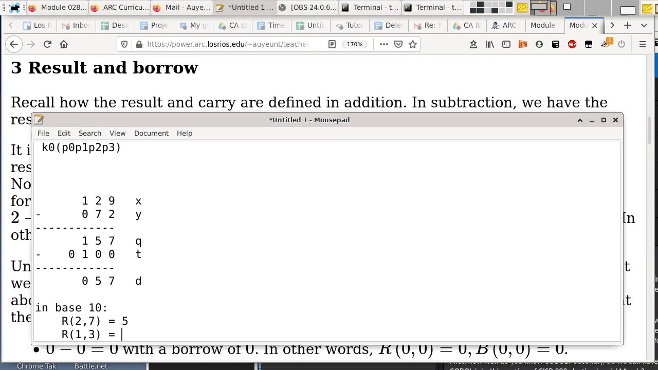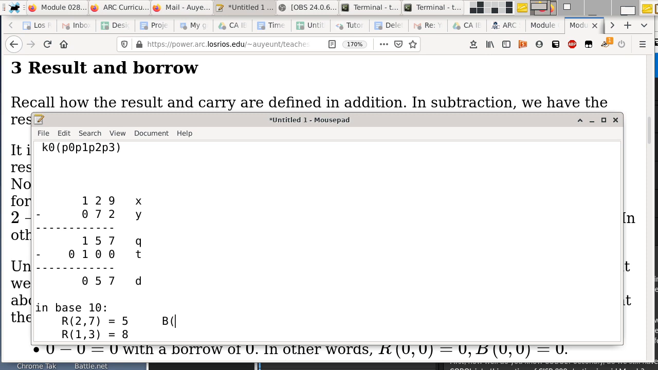1 minus 3. Okay, 1 is less than 3, so the subtraction cannot happen. You have to borrow. After you borrow, you get 11. 11 minus 3 is 8. Okay? There we go. Are we good so far? No? Do we all have to retake remedial math?